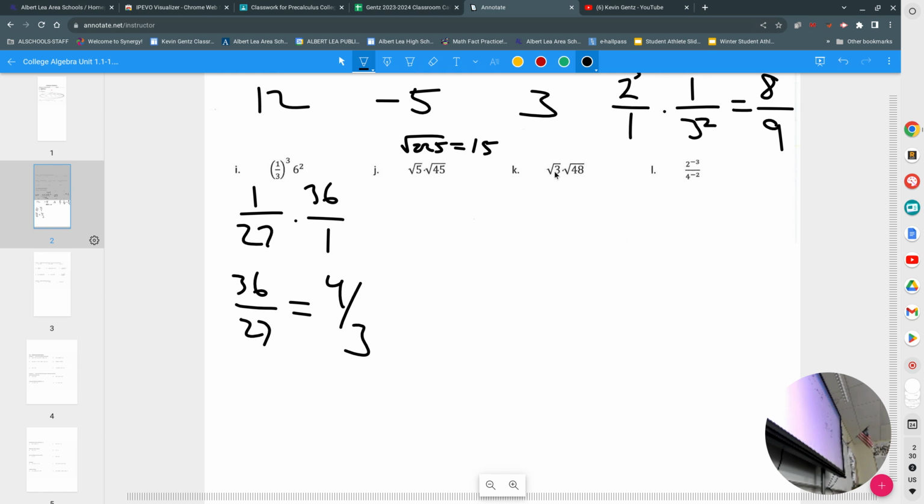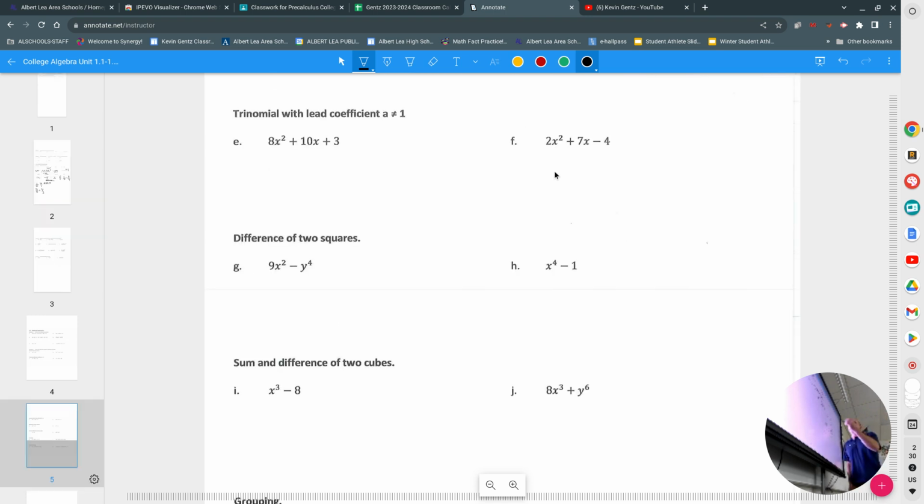There's a nice way of doing this problem, different than this. And it goes like this. Square root of 5. And then I'm going to break 45 into two parts. Root of 5 and root of 9. Now watch how easy this is. What's the root of 5 times the root of 5? Root of 25, which is 5.